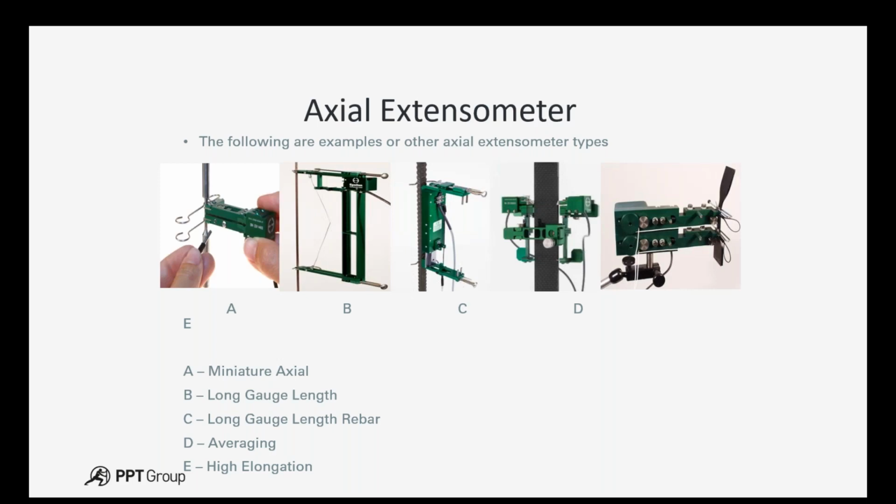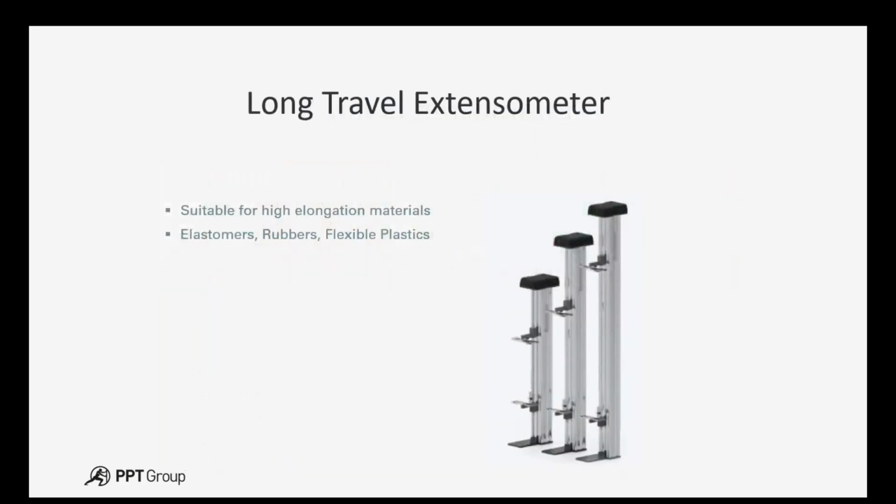So looking at these materials here, they tend to be low elongating materials. If, however, you're looking for something like an elastomer, a rubber, a very flexible plastic, you tend to be looking for a long travel extensometer. We have 3 models available, varying in height, from 700, 1000, and 1200 millimeters total travel, and these will again clip onto the sample. The advantage of these is you can set variable gauge lengths by changing the gauge length on it, and they have a high elongation to measure strain.